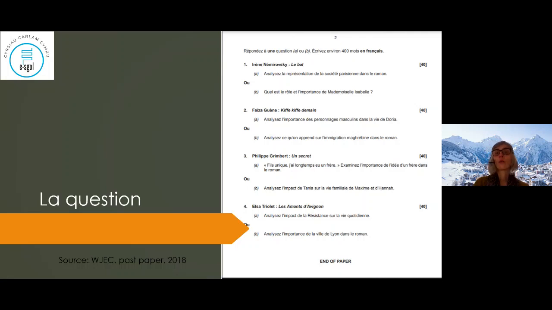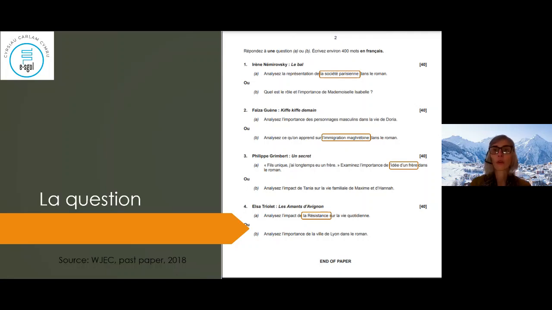If I start with the first novel, Le Bal, question A was about a theme called la société parisienne. In Faïza Guène's Kiffe kiffe demain, the theme was l'immigration maghrébine. In Un secret by Philippe Grimbert, it was less obvious: it was the idea of a brother in the novel. And in Elsa Triolet's Les Amants d'Avignon, it was about la résistance. So you'll see that from time to time the theme is obvious, like société parisienne, immigration, résistance. Other times, it's more an idea, like l'idée d'un frère.